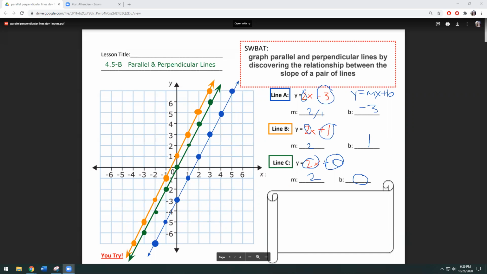I want you to think right now, what would be an equation of a line that's parallel to A, B, and C? So I gave you 3 lines that are parallel to each other. I want you to try to come up with a 4th line that might be parallel. You can even graph it on the same coordinate plane to see if it works out. So try to come up with your own line.